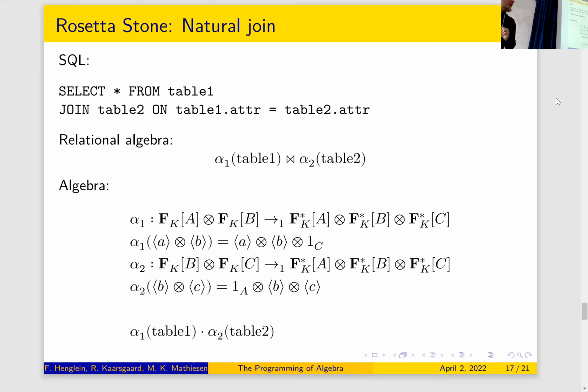Yes? Why do you make the B module in the middle also the compact? You don't. Why did I do that? Yeah, I guess we could dispense with that compactification there. I guess just to make it uniform.